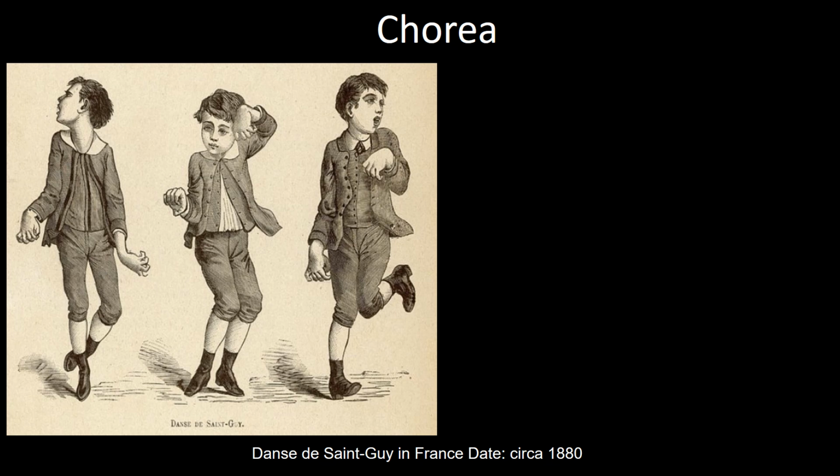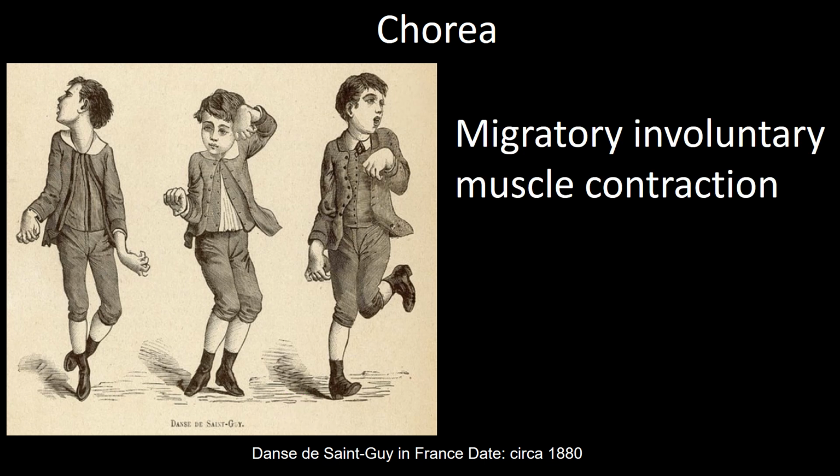This engraving from 1880 depicts these movements. As you can see, they involve the left hand, the right hand, the neck, wrist, leg, foot, and the face. This activity tends to migrate from one area of the body to another in quick succession.